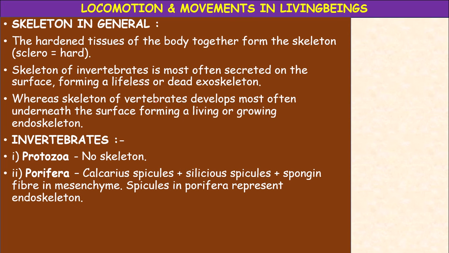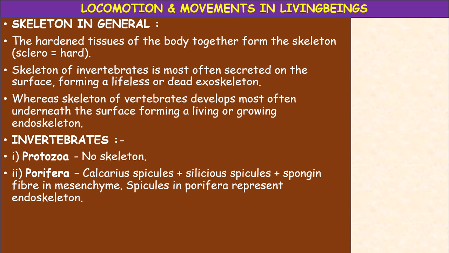Porifera, porifera means the primitive, next to protozoa. Tissue level organization starts. In these animals, for example sponges, also called poriferans, spicules are present. Calcareous means calcium silicate and calcium combinations. The calcareous spicules, the siliceous spicules and spongin fibers, these 3 combine to form the fiber-like structures in mesenchyme. Mesenchyme means the middle layer.